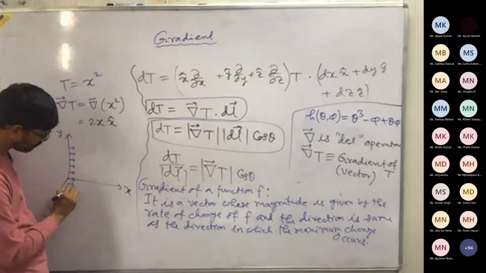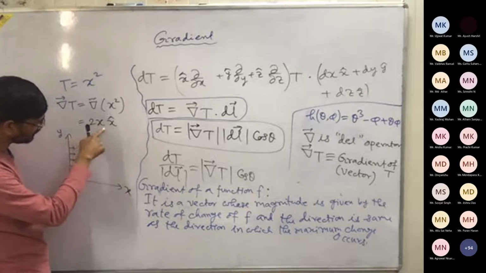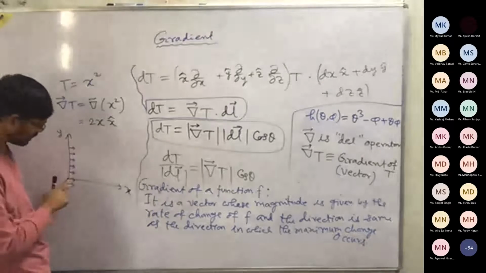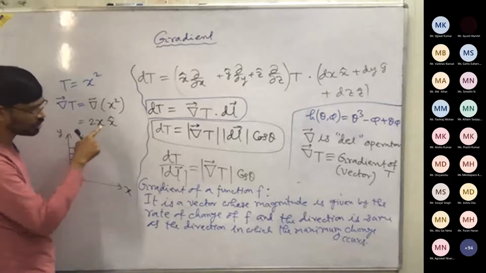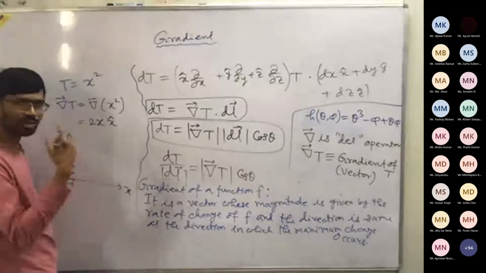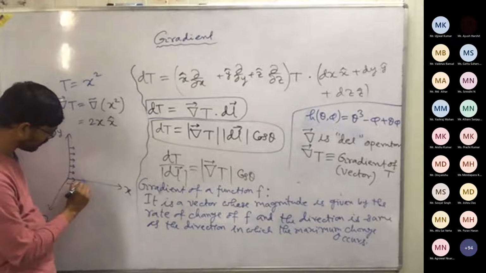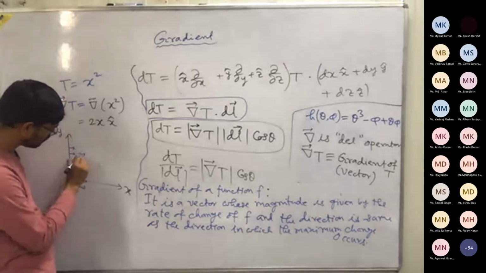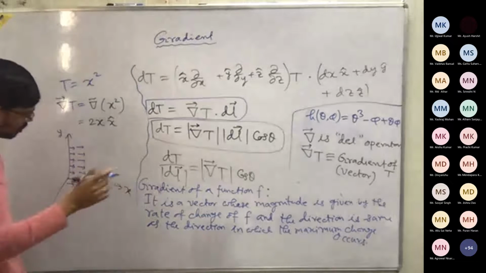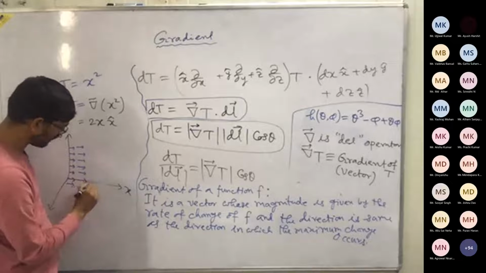Let's say x is equal to 1, this is 2. The coefficient is 2, and then when x is equal to 2, 2 into 2 is 4, so your magnitude will be double. Again, when x is equal to 4, you get 8.